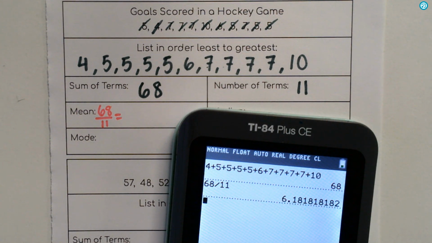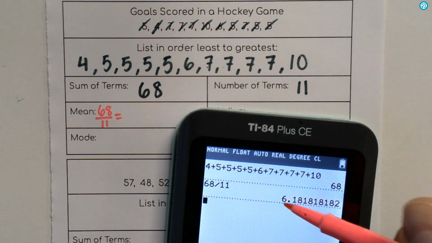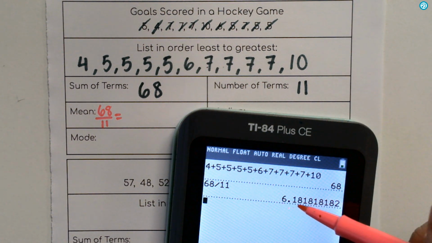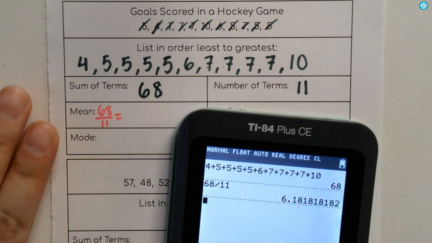You're going to get a decimal. We are going to round to 2 numbers after the decimal place. So we're going to take the 6.1, and then we have to decide whether the 8 rounds up or stays the same. The number after it's a 1. So if that third number is 5 or more, it rounds up. If that third number is 4 or less, it stays the same. So this is going to be 6.18.